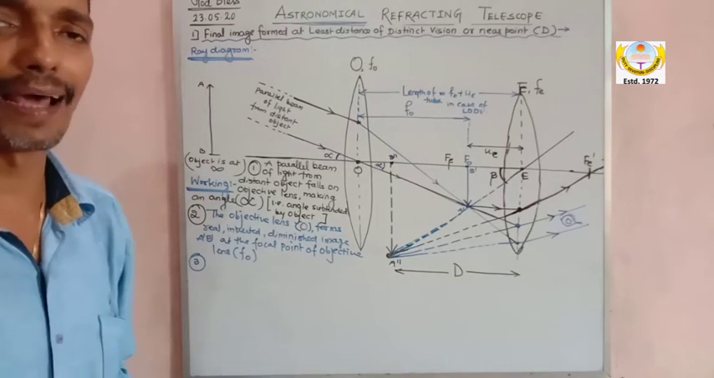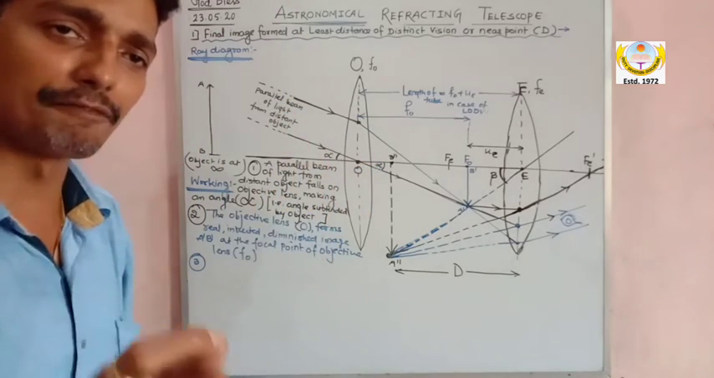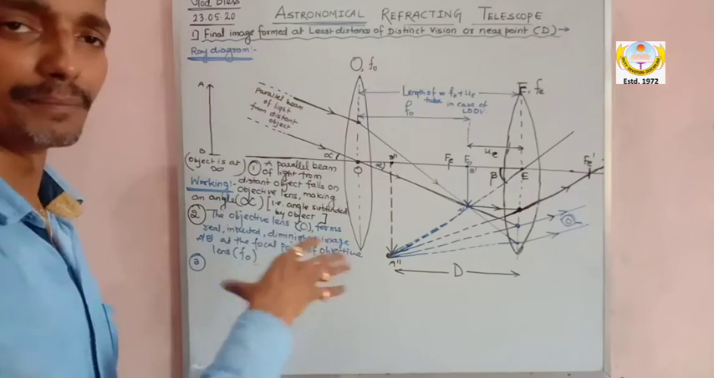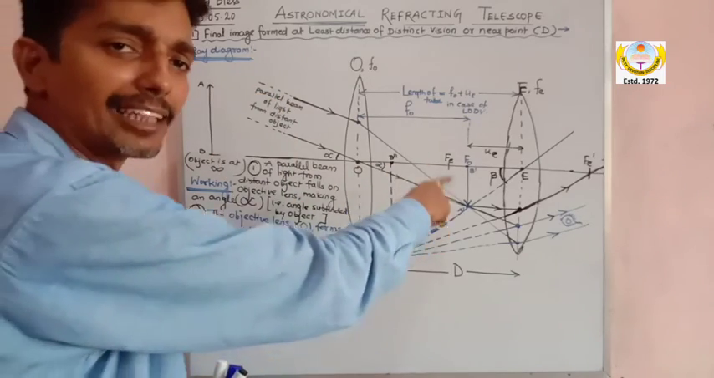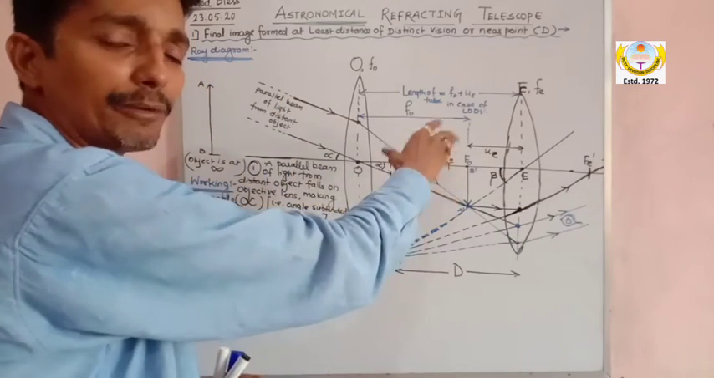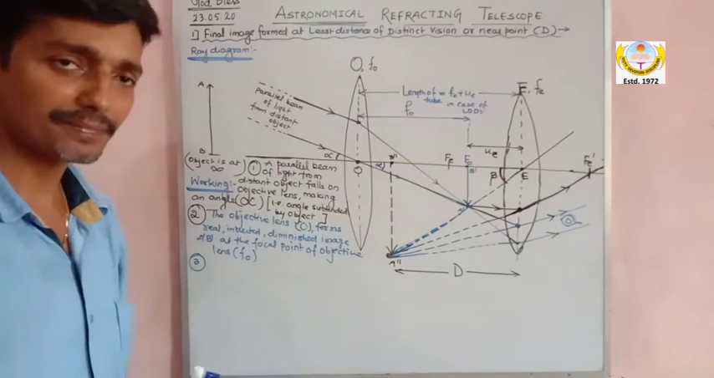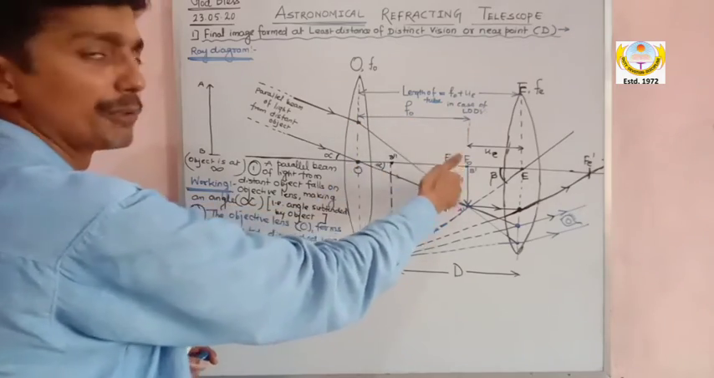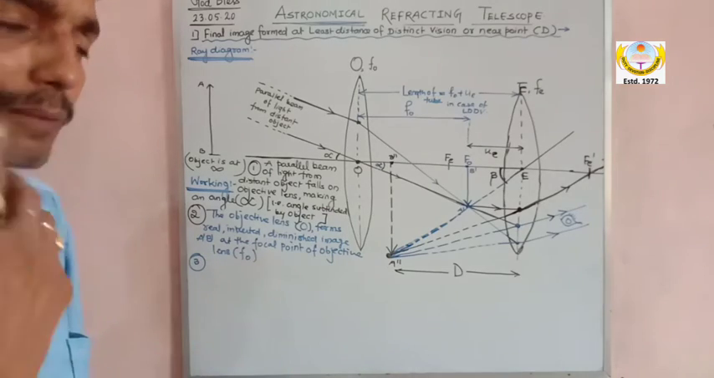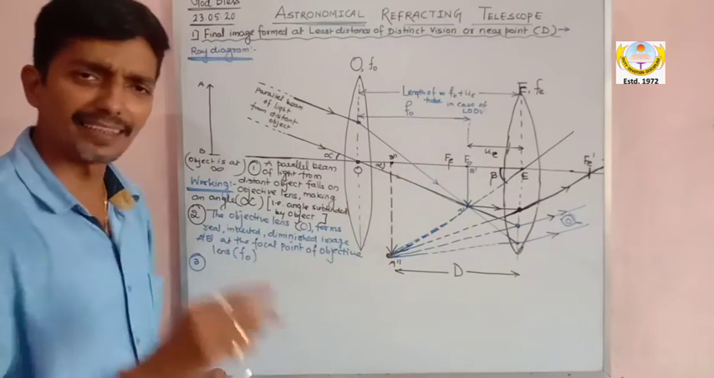What is the first point? Sir, a parallel beam of light from the distant object falls on the objective lens making an angle alpha. That angle alpha is nothing but the angle subtended by the object. Second, this objective lens will form the real, inverted and diminished image A dash B dash of this parallel beam of light from distant objects. Where? At the focal point of the objective. That's all.